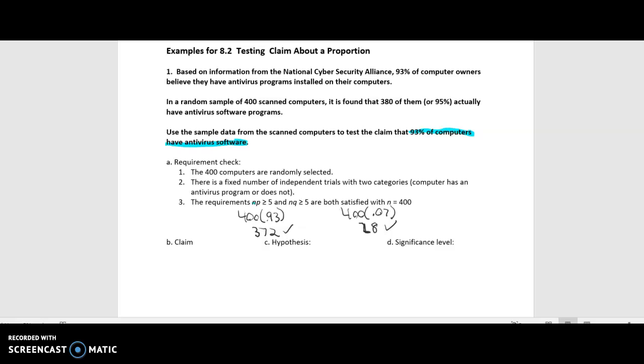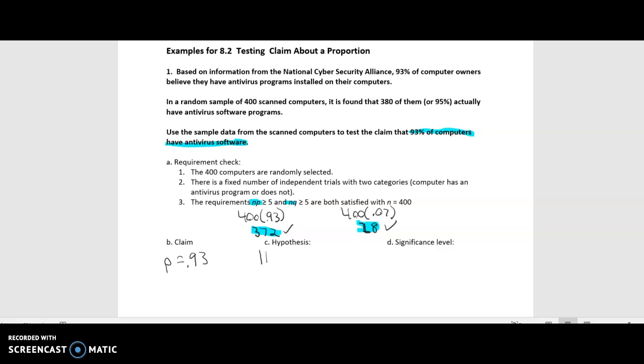You can see that when we find np and we find nq, both of the numbers we get, 372 and 28, are both greater than 5. So we're in the clear there. Now we can get on with our problem. So we need to find the claim. The claim is that 93% of computers have antivirus software. So that would mean p equals 0.93.